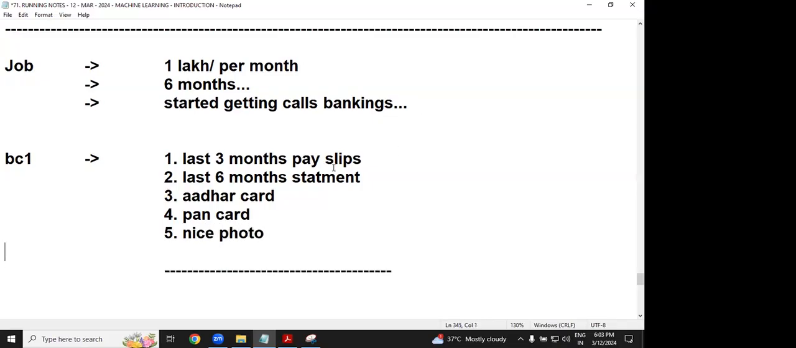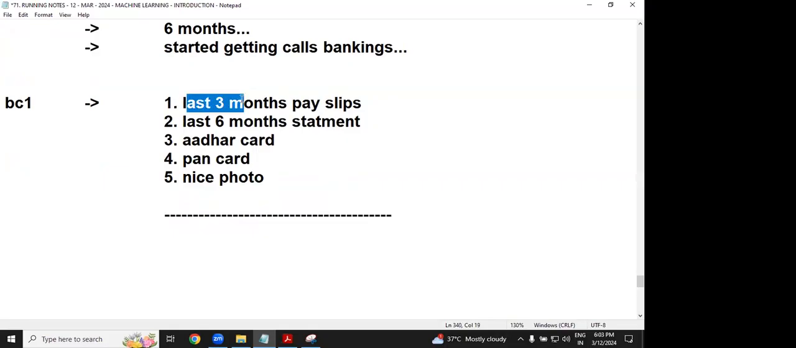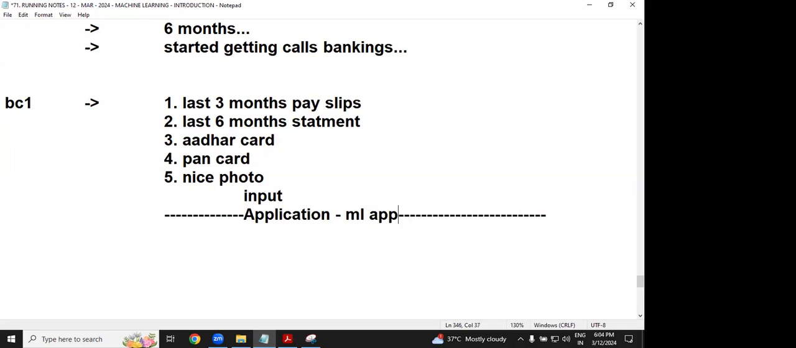Now let me tell you. Once you have given all these details, this is the input. These guys will give the input to one application, and that application will decide whether we can give a loan to this customer or not. That application is called an ML application. The machine learning application is predicting whether you can give a loan to this customer or not. Did you understand?